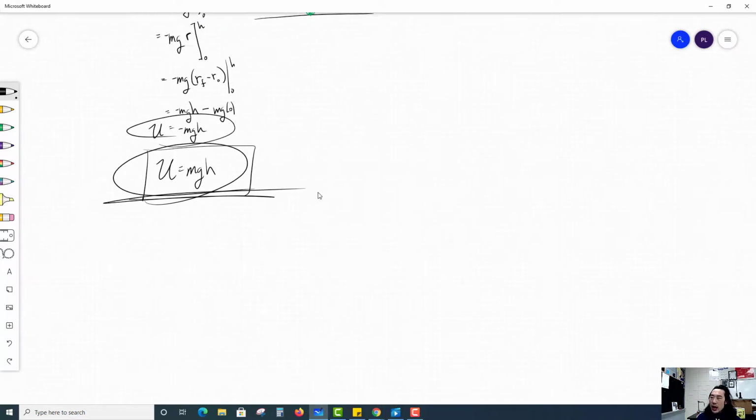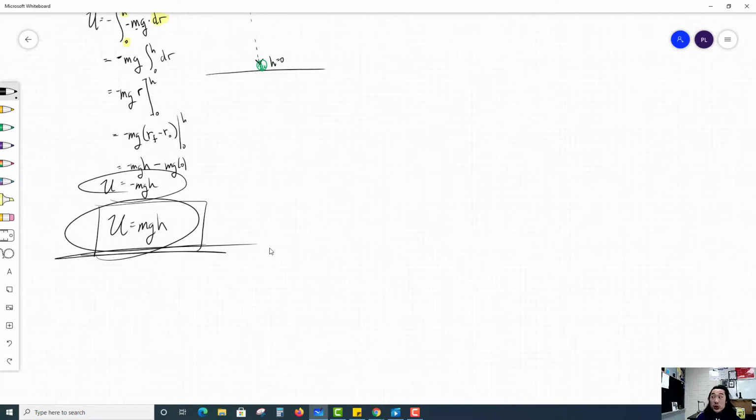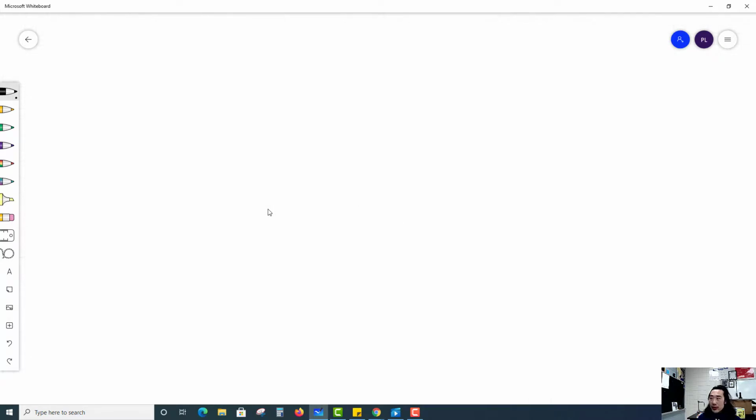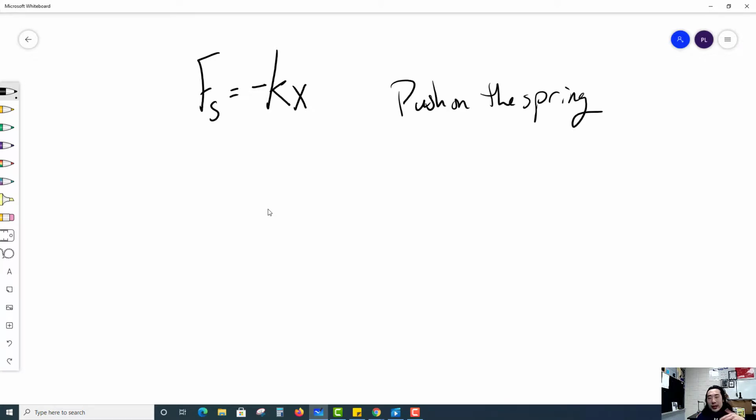Now let's find the potential spring equation. For the potential spring equation, I have to first give you the force of a spring equation. So F of S is equal to negative kx. Now what this negative tells us is that it's describing the nature of the spring. This negative just means the opposite. So what this means is that if you push on the spring, what will the spring do? And that's what the negative is describing.